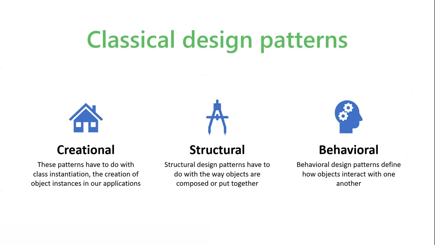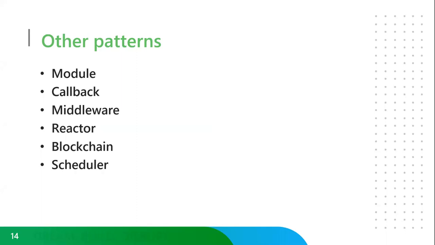Now come the classical design patterns, which are basically categorized into three categories: creational, structural, and behavioral. Creational design patterns have to do with class instantiation and creation of object instances in our applications. Structural design patterns have to do with the way objects are composed or put together. And behavioral design patterns define how objects interact with one another. In today's session, we will be covering creational design patterns and behavioral design patterns. Design patterns are not only limited to object-oriented programming. There are some other popular patterns like module, callback, middleware, reactor, blockchain, scheduler, and publisher-subscriber. And there are a lot of other patterns which are developed almost every day in our software development.